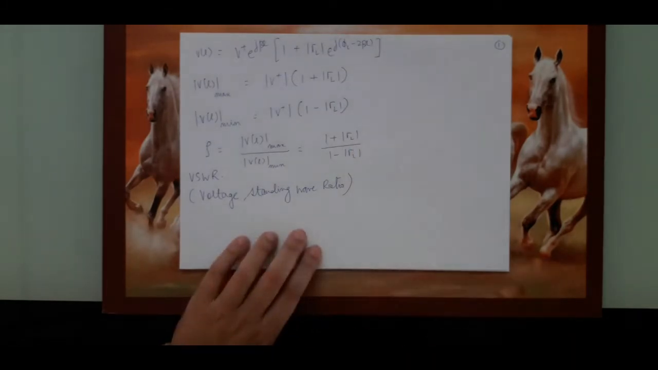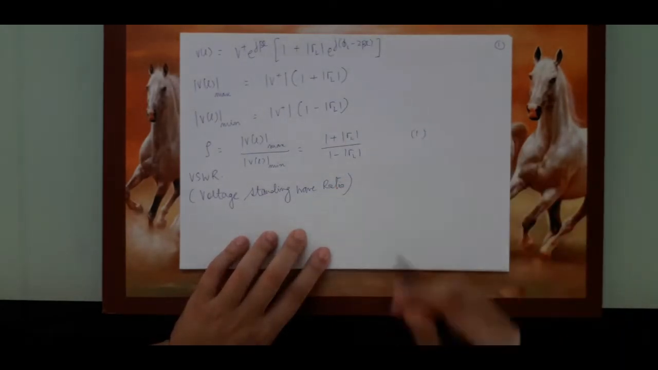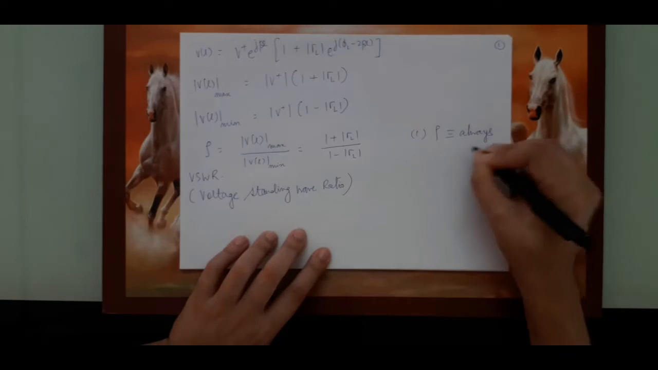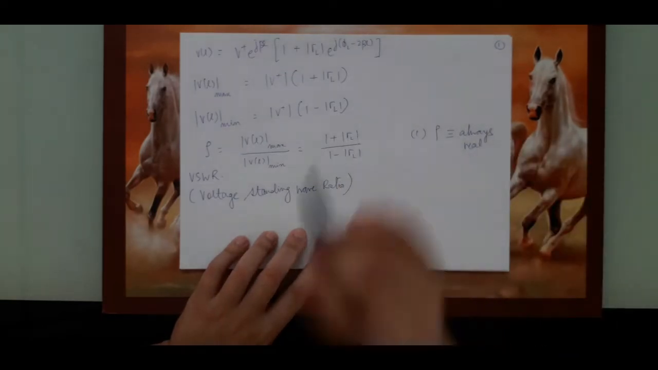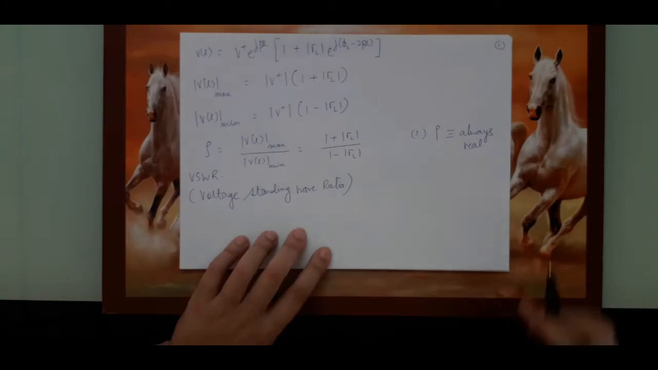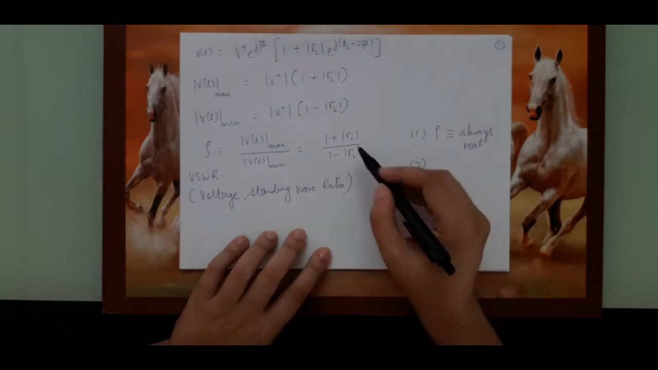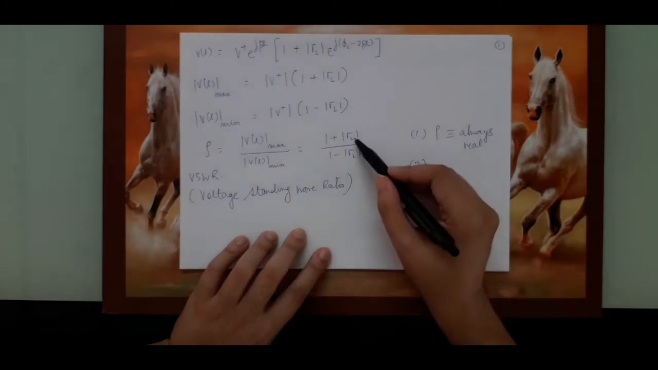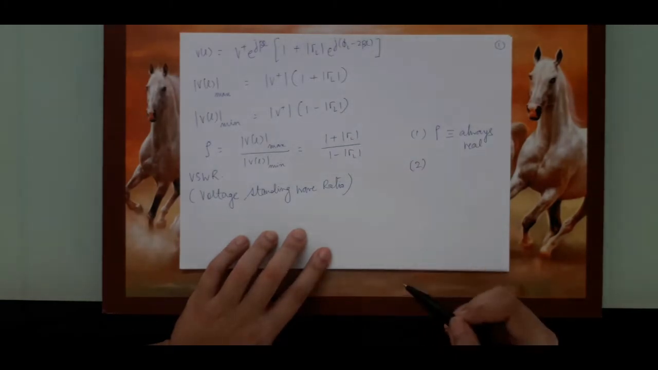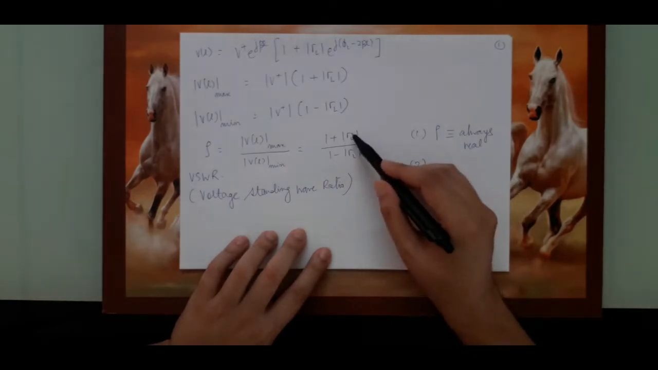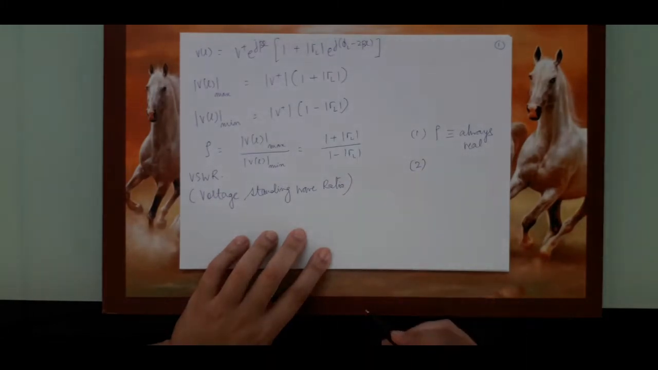So just by looking at this nature of rho, we can immediately make a few conclusions. The first is that rho is always real, because we are dealing with magnitudes. And what else can we say? What is the range of values which rho can take? What is the minimum value rho can take? The minimum value rho can take will be when mod gamma L is 0. That is for a matched load. So this 2 essentially will become 0 and rho will be 1.